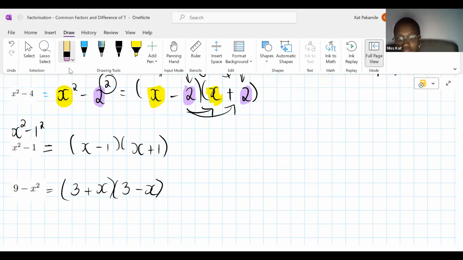So we have rooted both of them. One bracket as a minus, one bracket as a plus. That's it. Okay, simple and straightforward.